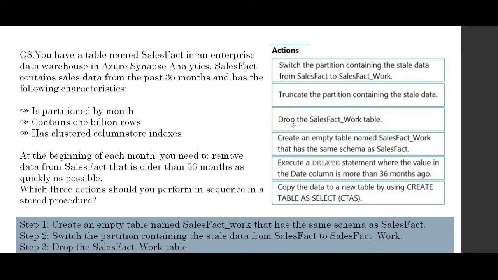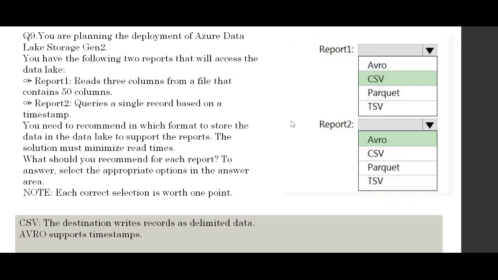Okay, so I hope you got some understanding about this. So moving to the next question. You are planning the deployment of an Azure Data Lake Storage Gen 2. You have the following two reports that will access the data lake. Report 1 reads 3 columns from a file that contains 50 columns, and report 2 queries a single record based on the timestamp. You need to recommend in which format to store the data in the data lake to support the reports. The solution must minimize read times. What should you recommend for each report?